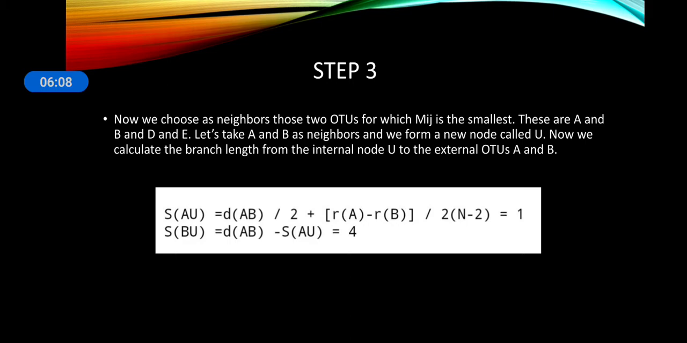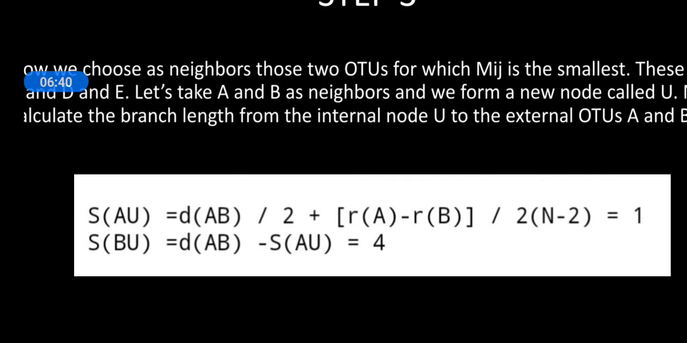So in step 3, what we are doing is taking those two groups whose Mij is smallest and making them neighbors. In this example, A and B have the smallest Mij, and D and E have the smallest Mij. So we'll make A and B neighbors and D and E neighbors, and we will calculate the branch length of A and B from an internal node U. The formula for that is D of AB by 2 plus (R of A minus R of B), the whole divided by 2 into (N minus 2).